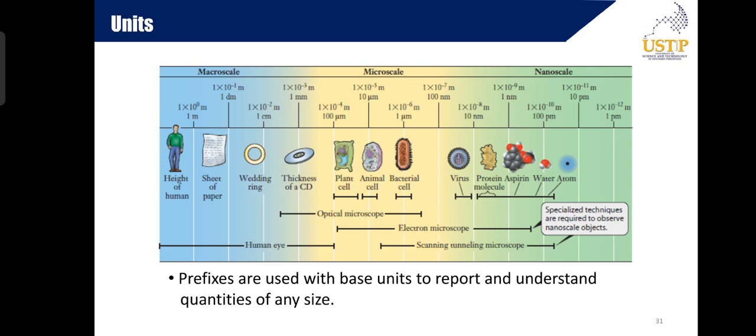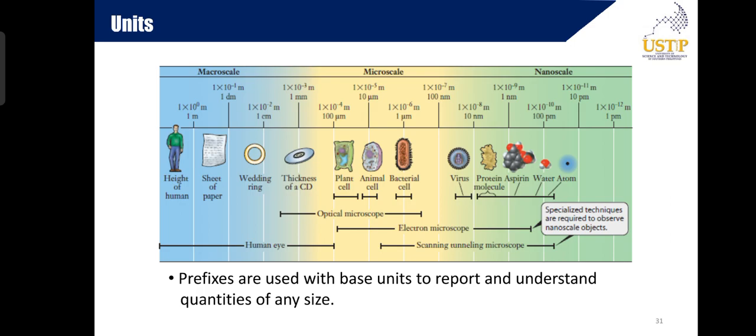For the microscale, the thickness of a CD, since it's too small, the plant cell, the animal cell, mostly in biology, bacterial cell and animal cell, the things that cannot be seen with our naked eye. But when you say nanoscale, that is where we can no longer observe them, and they have to be observed in specialized, state-of-the-art facilities.